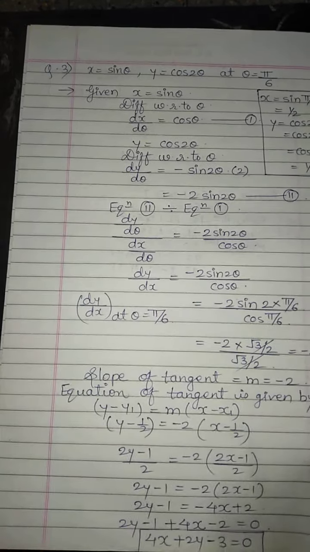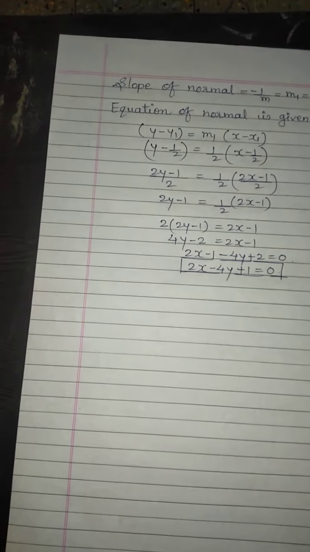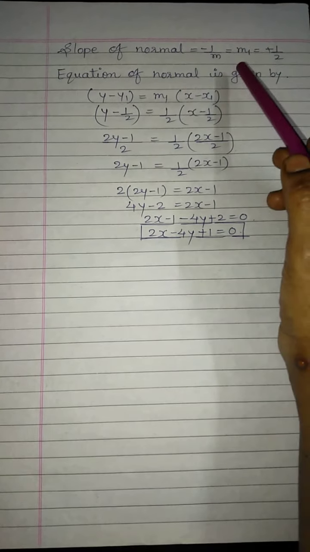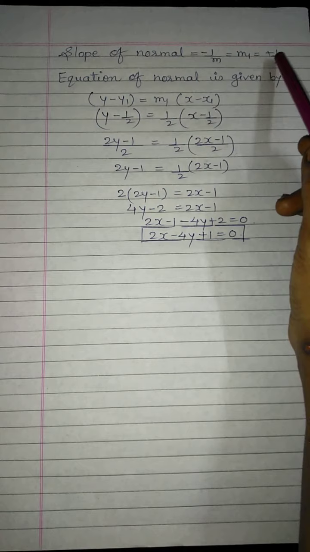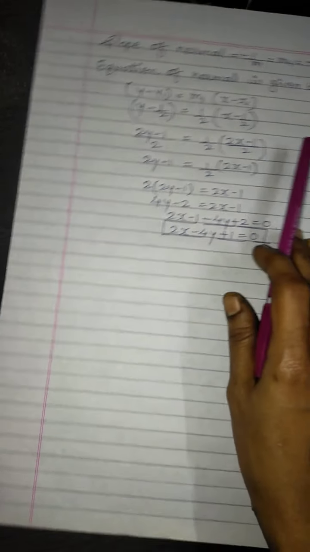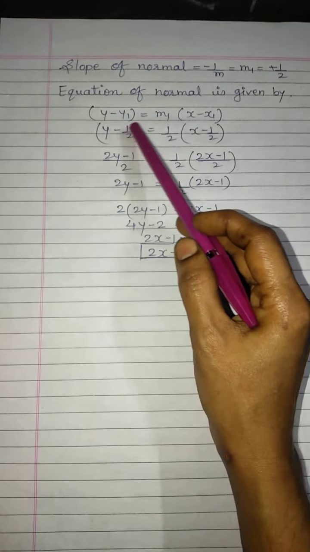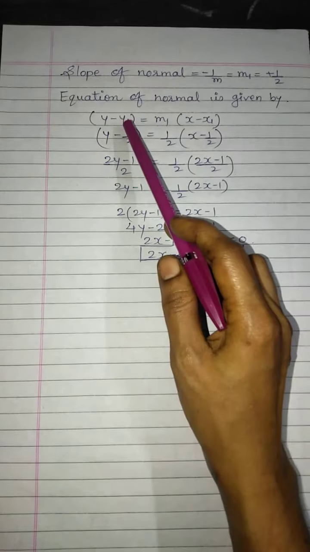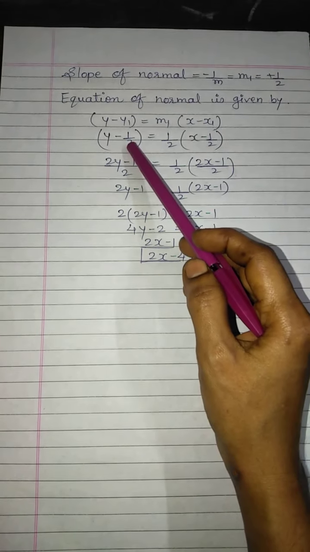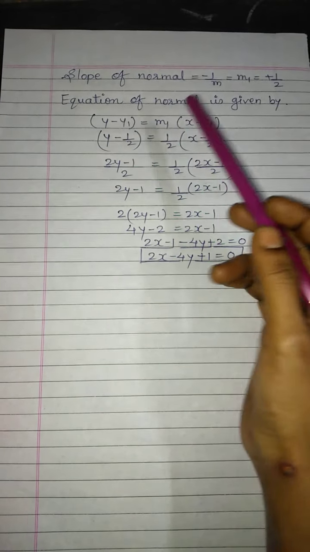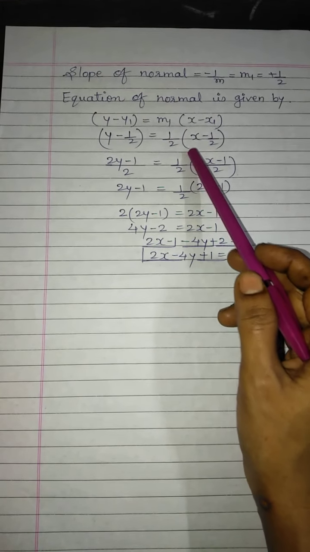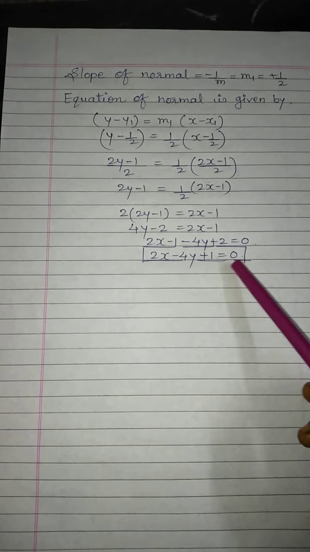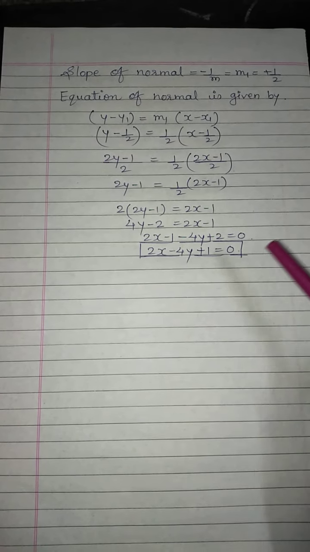Now, while writing the slope of normal, we will consider the slope of tangent as reciprocal with opposite sign. So here the value of m1 will be half. Now the equation of normal is given by y minus y1 is equal to slope into x minus x1. So here also in place of x1 comma y1 we will substitute half comma half, and m1, the slope of normal, is nothing but half, and simplification of this will give us the equation 2x minus 4y plus 1 is equal to 0. This is the equation of normal.